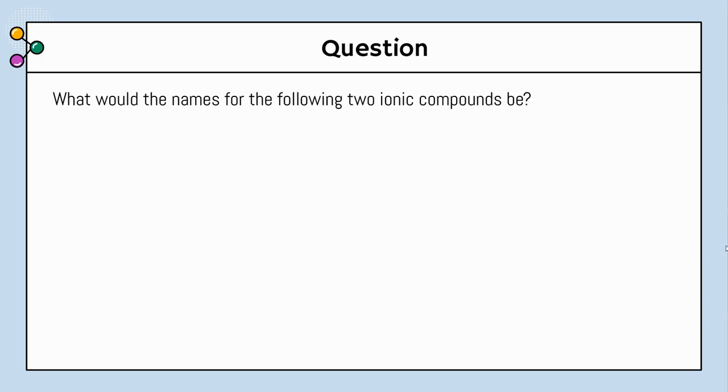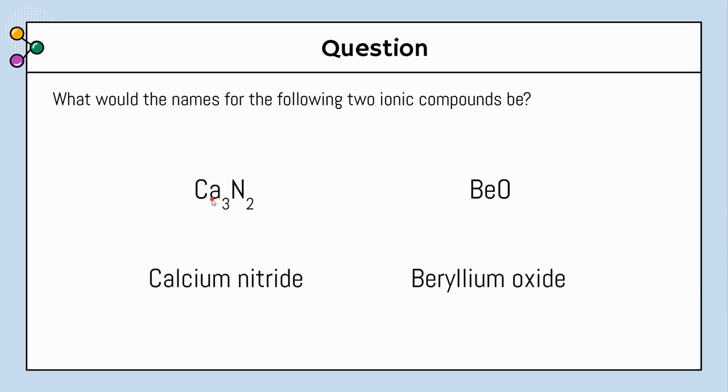We're going to skip this question, but go ahead and if you'd like, pause the video now and try to find the names of these two ionic compounds. On the left, you'll see calcium, the positive, followed by nitrogen, the negative, forming calcium nitride, and beryllium, the positive, followed by oxygen, the negative, forming beryllium oxide.